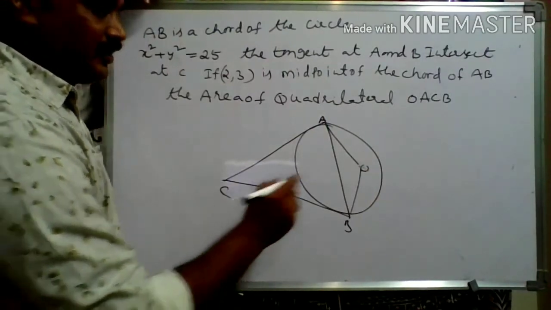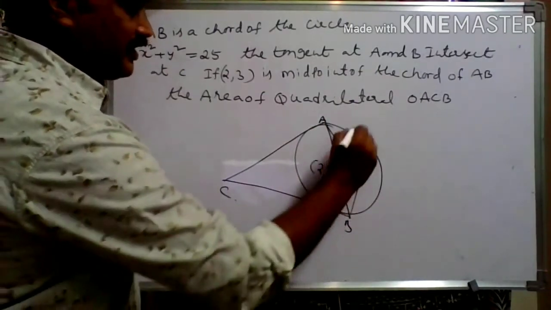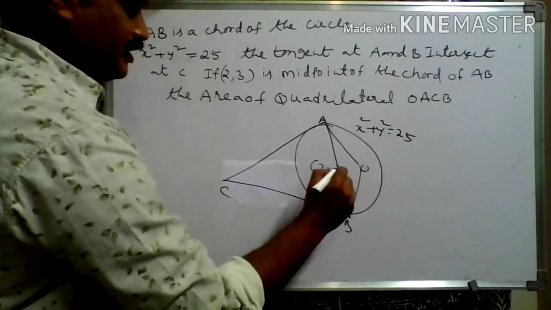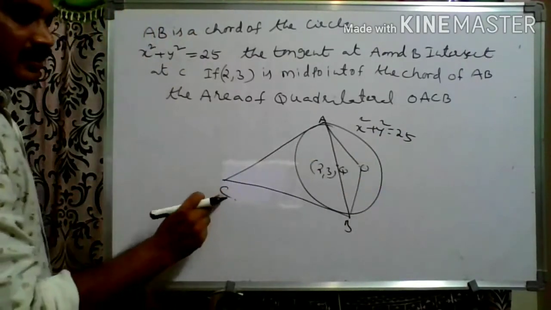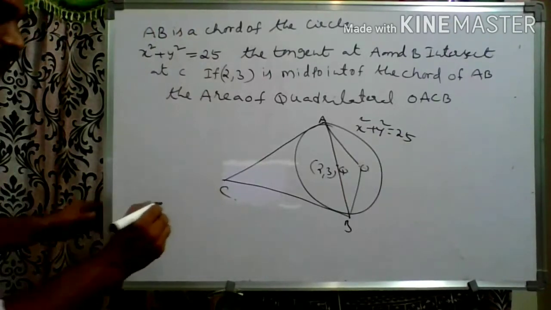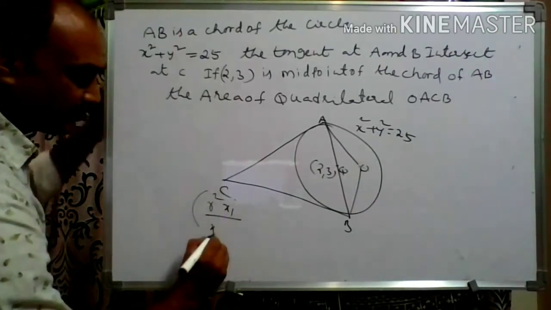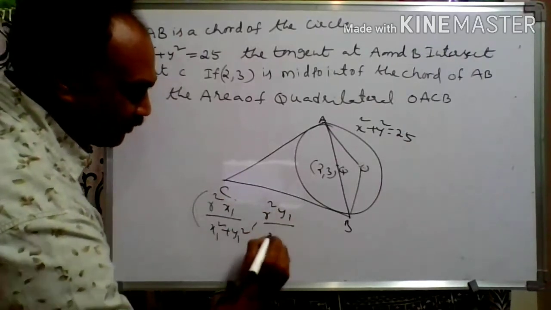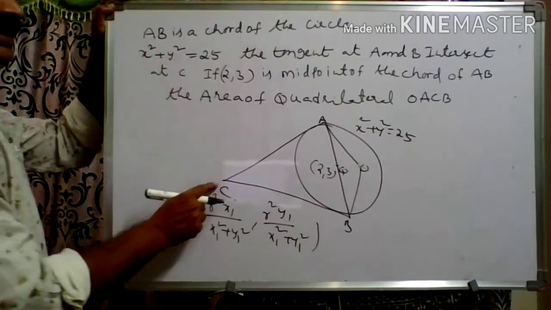First calculate this point. Students, the midpoint of the chord is (2, 3). The circle equation is x square plus y square is equal to 25. Suppose this point is Q. These two points lie on the same side. Therefore, this point is the inverse point. The inverse point is (R square x1 by x1 square plus y1 square, R square y1 by x1 square plus y1 square). So first calculate C.